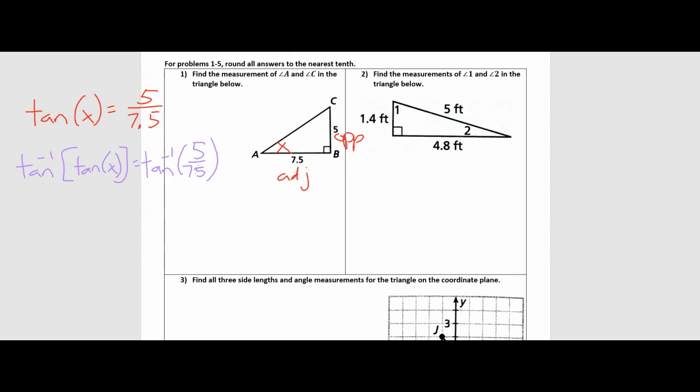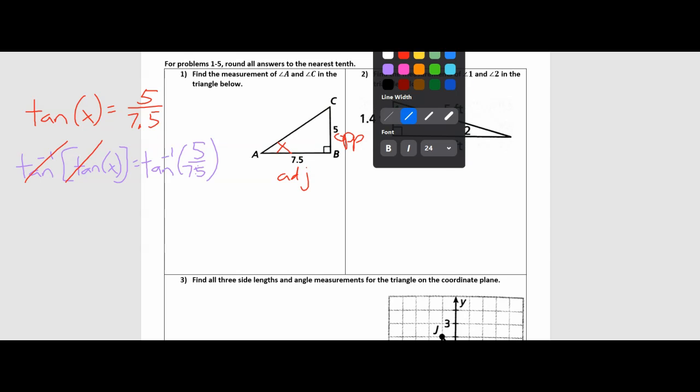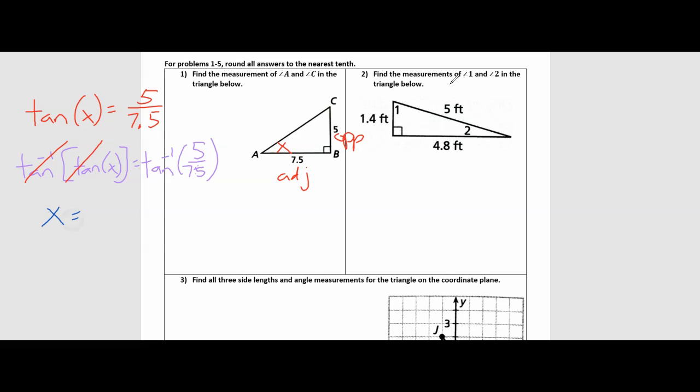When I apply that, the inverse and the original simplify, and I am left with x is equal to the inverse tan of 5 over 7.5. Now, I am writing out this middle step in purple just to show you how the inverse tangent function works when you apply it to both sides. However, I don't expect you to write that out every single time as we move forward.